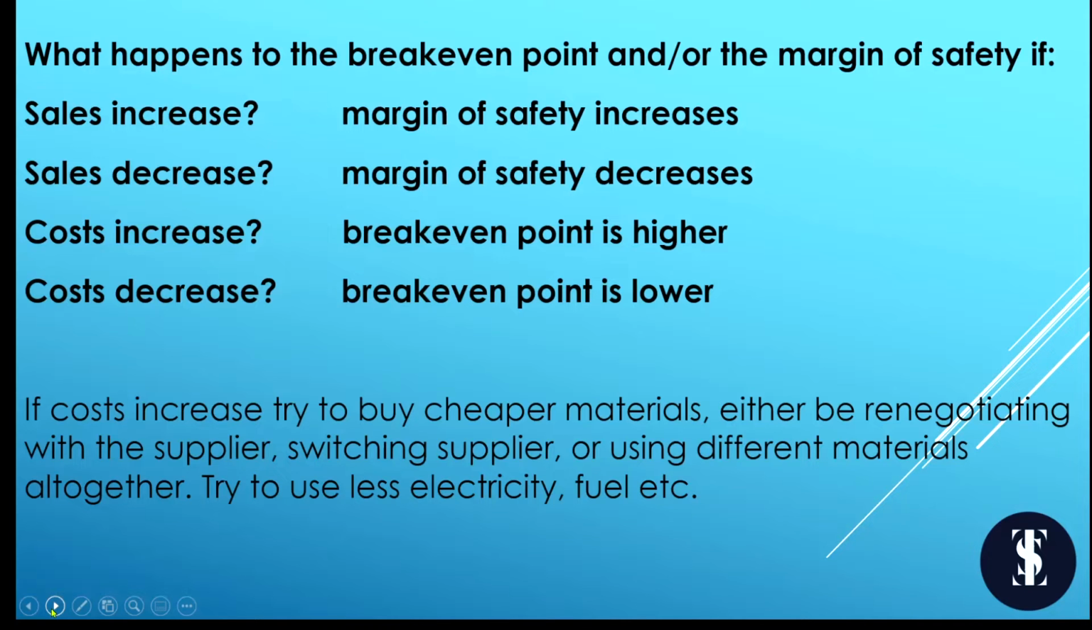So, what can you do? So if your costs increase, you could think about trying to buy cheaper materials. You might be able to renegotiate with the supplier, or you may switch the supplier altogether, or use different materials. Now, you could also try to use less electricity, less fuel, etc.